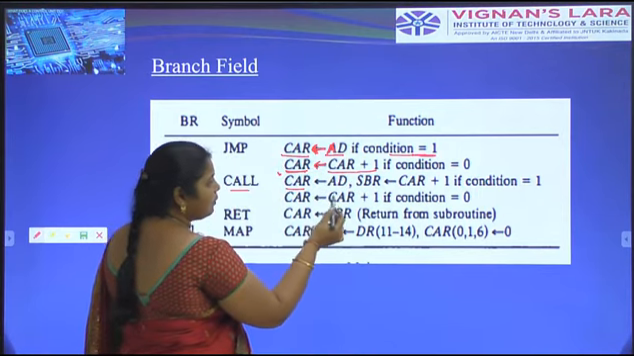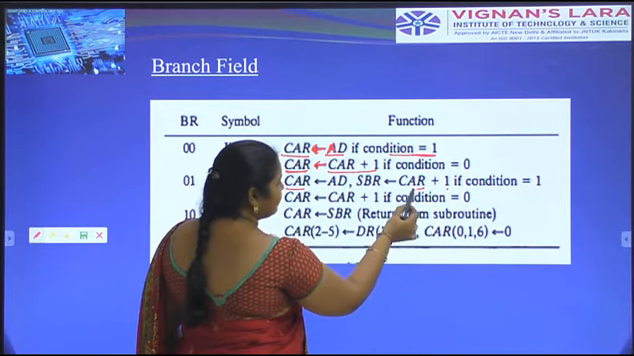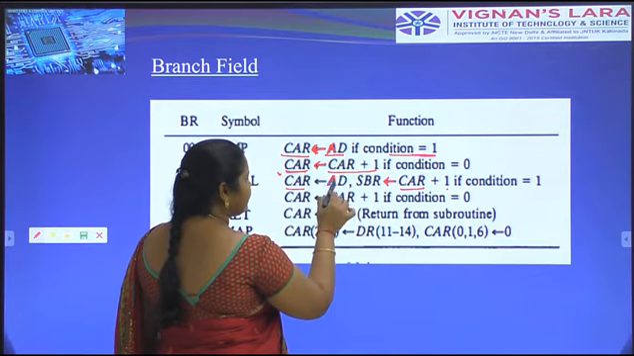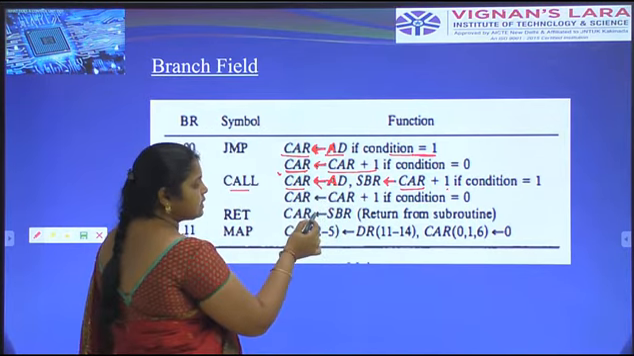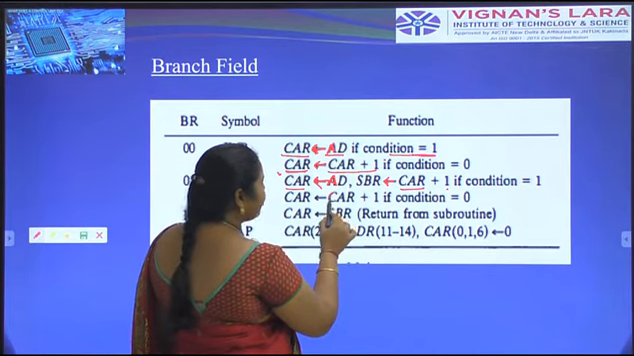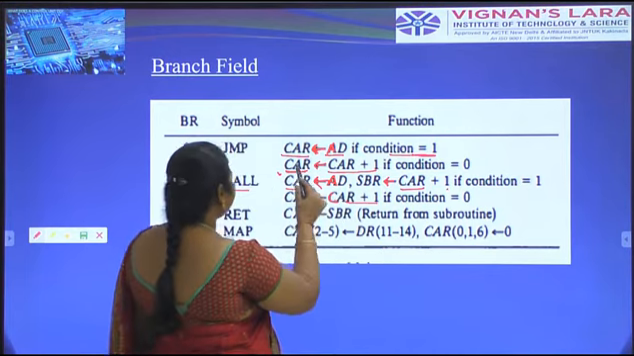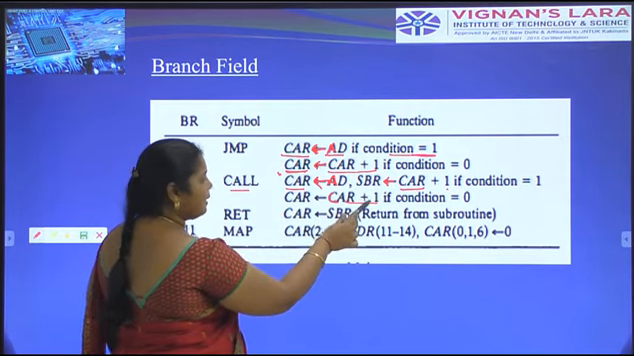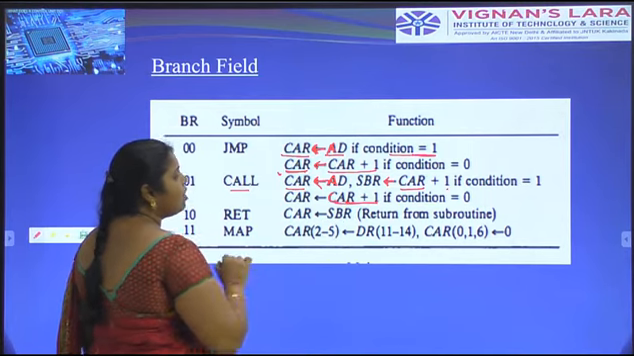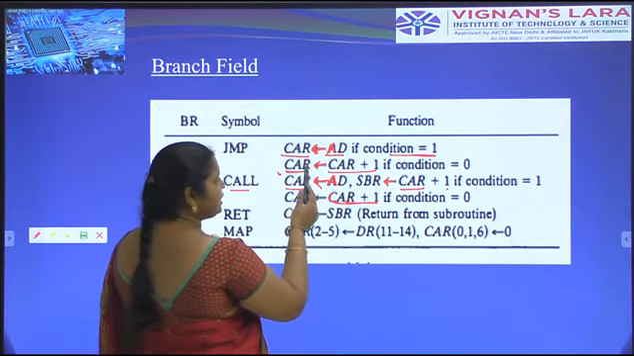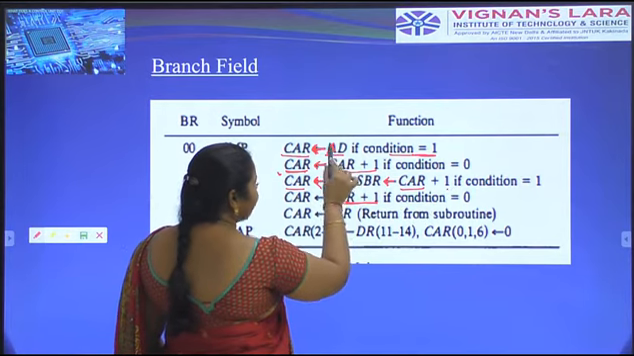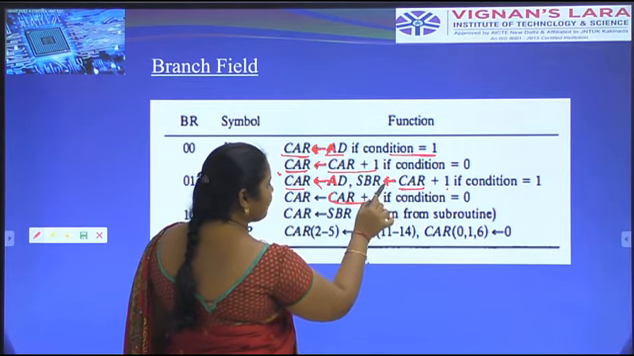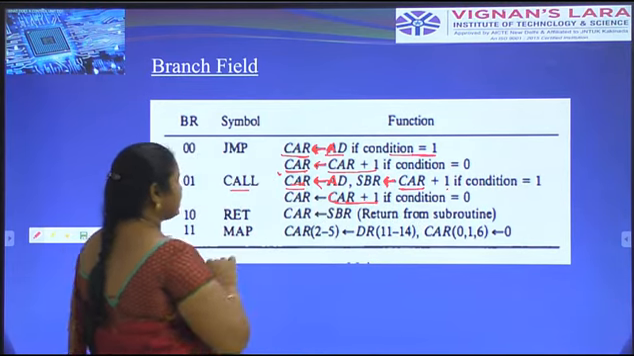Next, call. Call means if the condition is 1, the control address register is transferred to the subroutine register. Next, the address register is transferred to the control address register. If the condition is 0, the control address register is incremented by 1. In both cases, jump and call, if the condition is 0, the control address register is incremented by 1 and the information is transferred to the control address register. If the condition is 1, the address register is transferred to CAR and the control address register is transferred to the subroutine register.